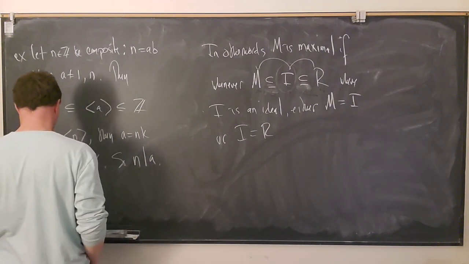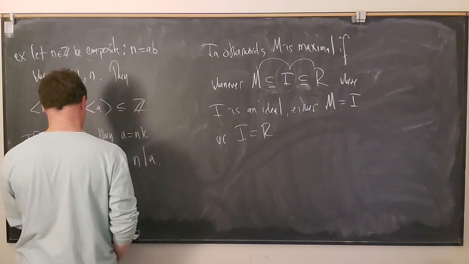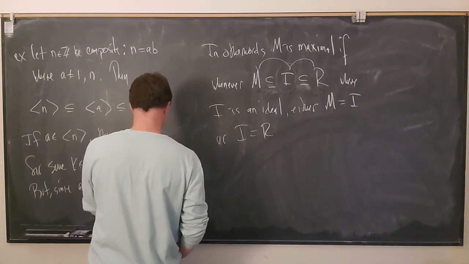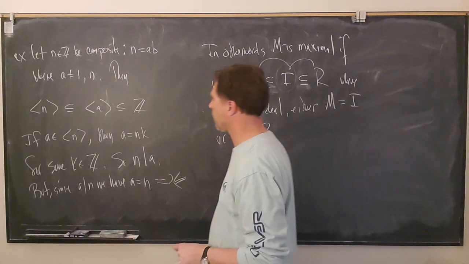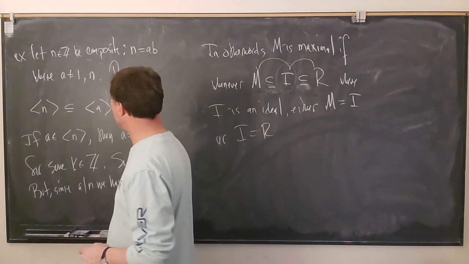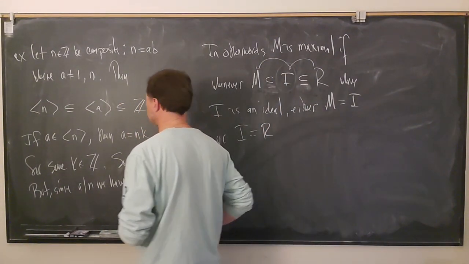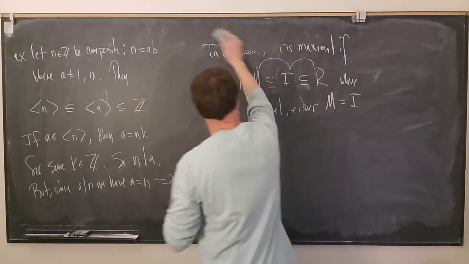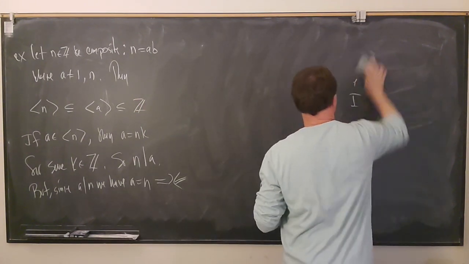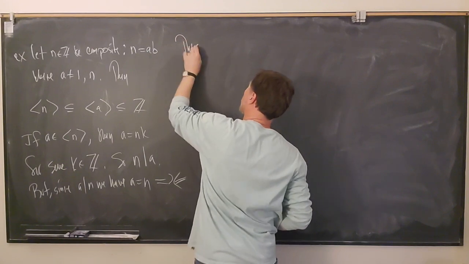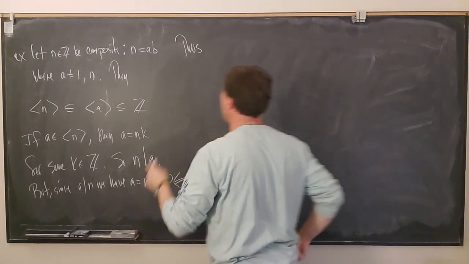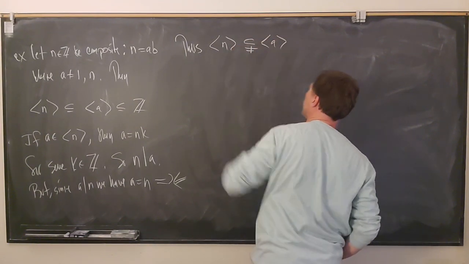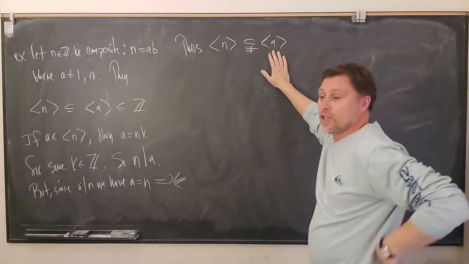But since A divides n, we have A equal to n, and that's a contradiction. Right? So what does that tell us? It tells us that this ideal is not equal to this ideal. So thus, the ideal generated by n is a proper ideal of the ideal generated by A.